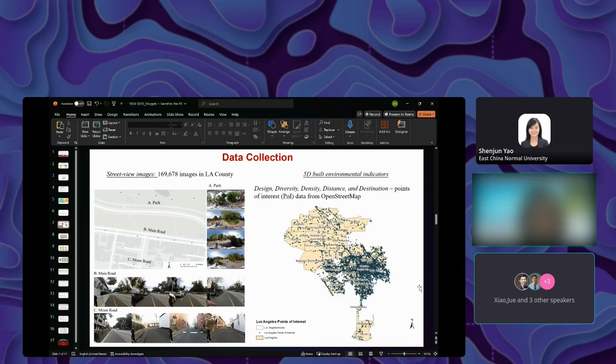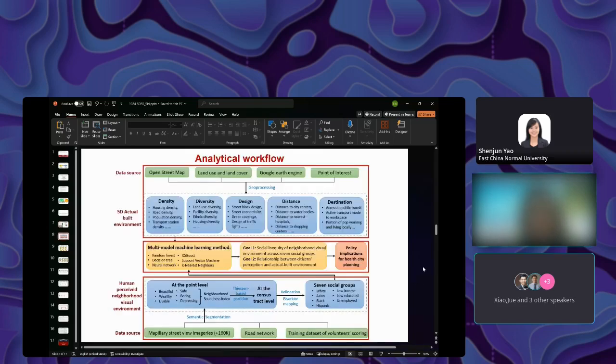For data collection, we are using street view imagery, including almost 70,000 images collected in LA County, together with the 5D built environment in terms of density, diversity, distance, destination and design. Those are based on points of interest collected from OpenStreetMap. So that's the analytical workflow.